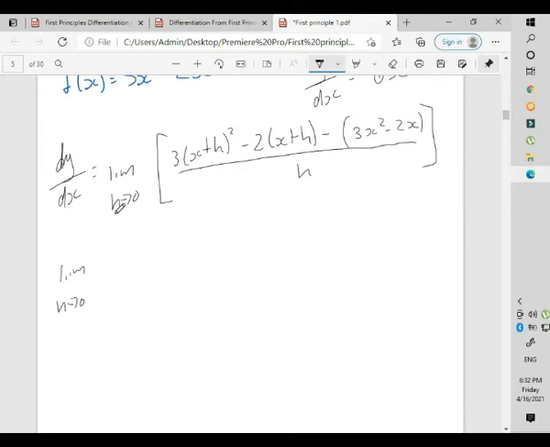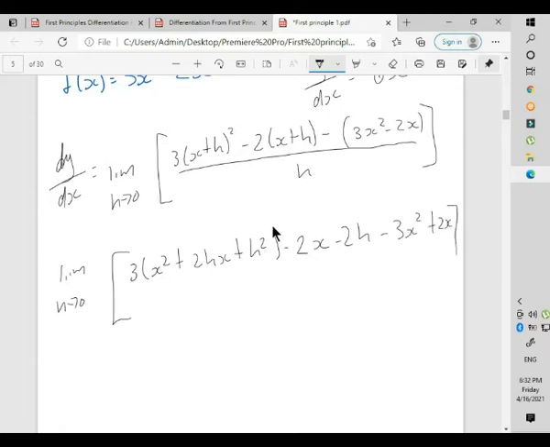H tends to 0. So I have 3 of x squared plus 2hx plus h squared, minus 2x minus 2h, minus 3x squared plus 2x. Alright, things seem to be working out as they should right now.